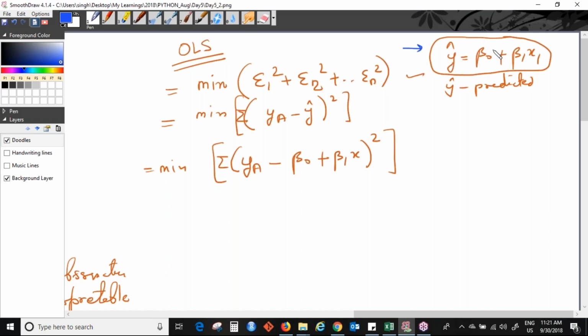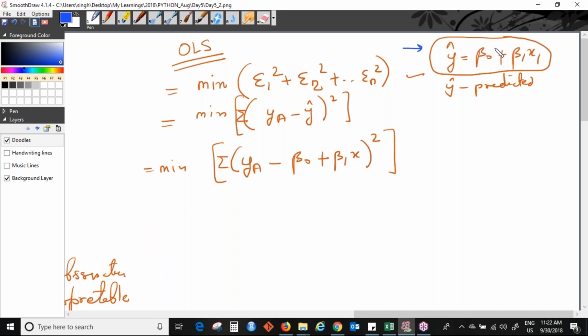What is unknown in this equation? Actual value? No, actual value is also known because you are dealing with historical data, Bharti. You are dealing with historical data where you know the actual value. Remember the bank example from 2010 to 2018. You know the value of Y, you know the value of everything.